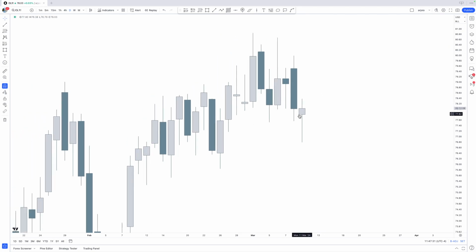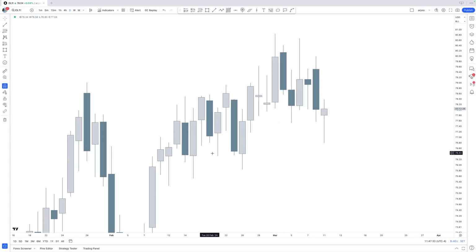So at this moment in time, we can see that in those legs, we only have one discount array that we can continue higher from. There's no superior PD array. There's no fair value gap.